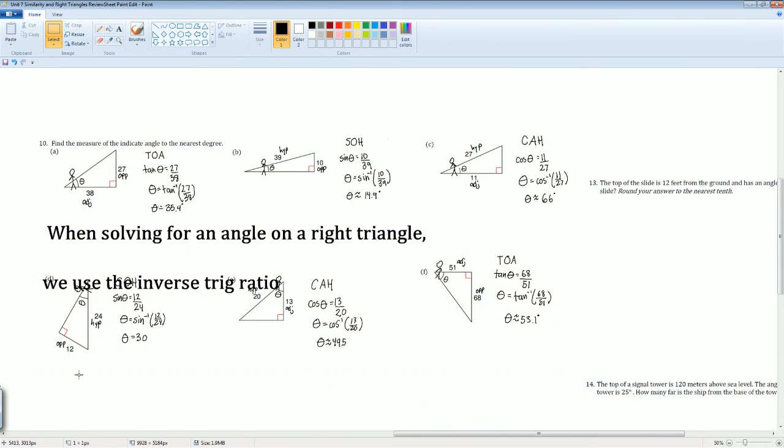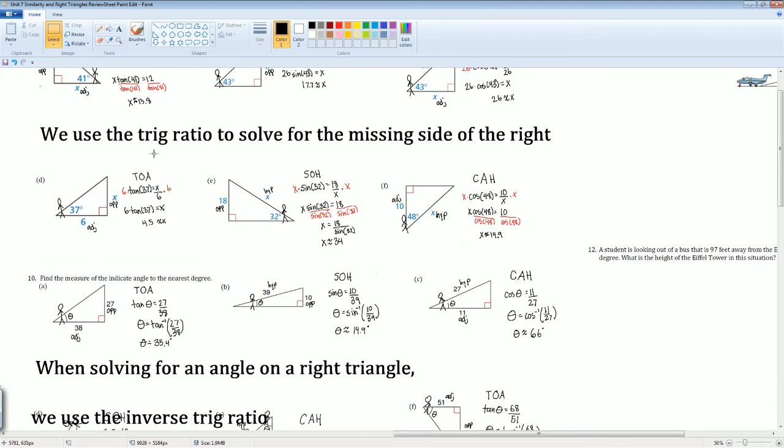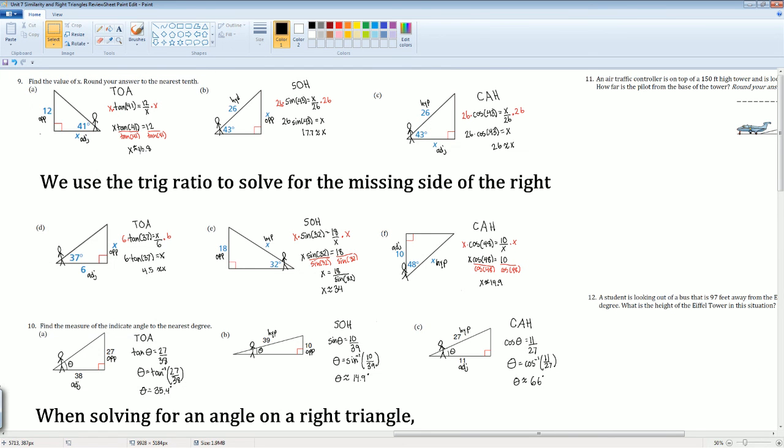That was different than number 9, because for number 9 we used the regular trig ratio. The trig ratio is used to find the missing side. The inverse trig ratio is used to find the angle. All right, there you go. That is all page 3.